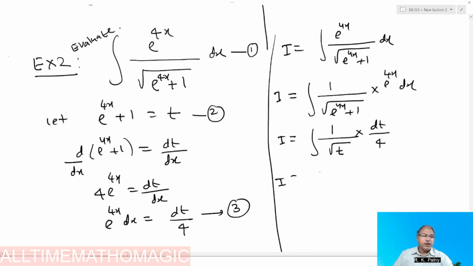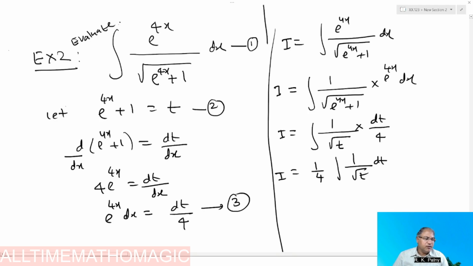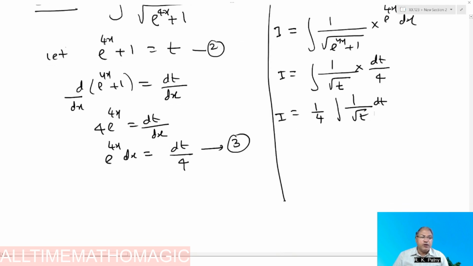So I equals 1 upon 4 integration 1 upon root t dt. Now after that we can do the integration. Integration has not yet started, only the preparation is going on, because the problem was not in the standard form, so we converted it into the standard form first. Now we have to do integration. Even in this situation it is not standard form, because we don't have a formula for 1 upon root t, so we have to convert it into a suitable standard form.